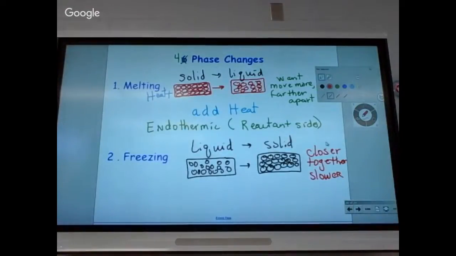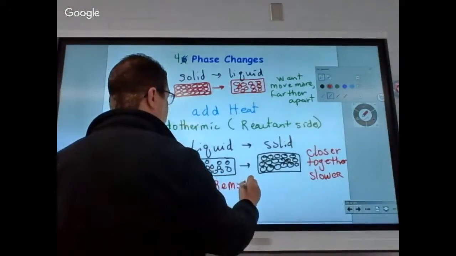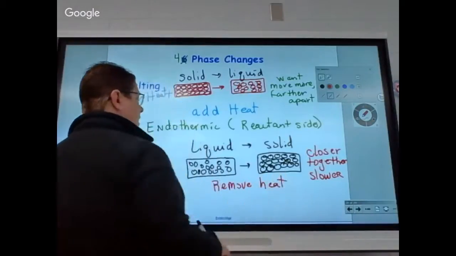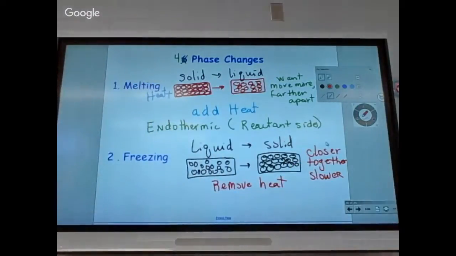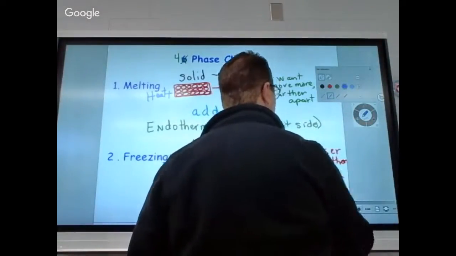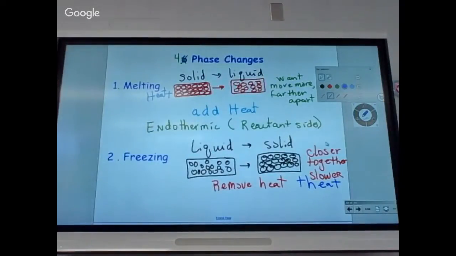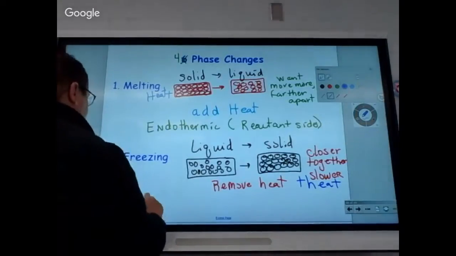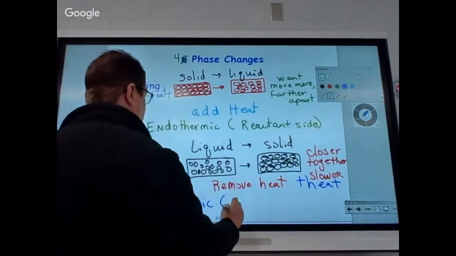So, in order to get closer together and slower, what do we have to do to the heat? Do we have to add the heat or do we have to remove the heat? Okay, we have to remove the heat. All right, so if we remove the heat, does the heat get added to the reactant side or to the product side? We got to add it to the product side. So plus heat is over here on the product side. So if I make it a product, is it endothermic or is it exothermic? It's exothermic. Because y'all said it was a product.